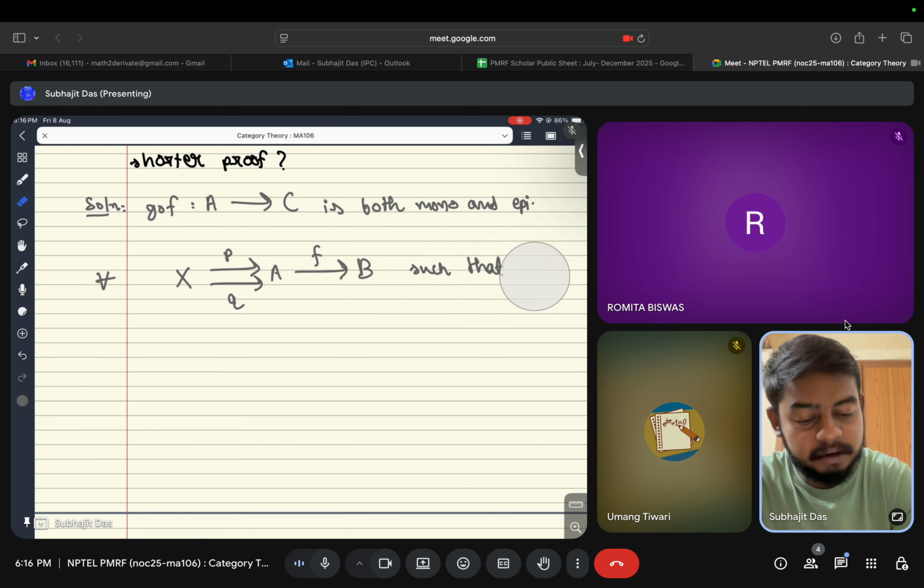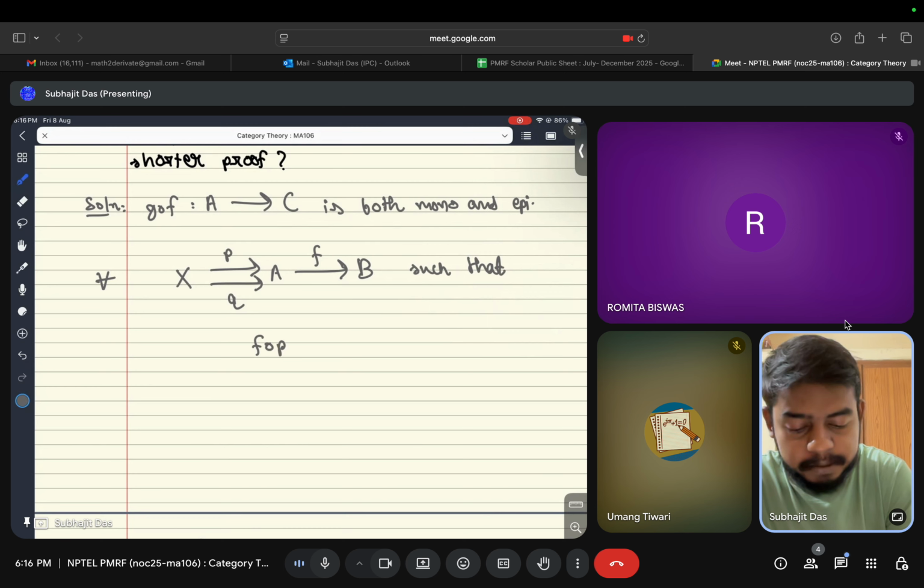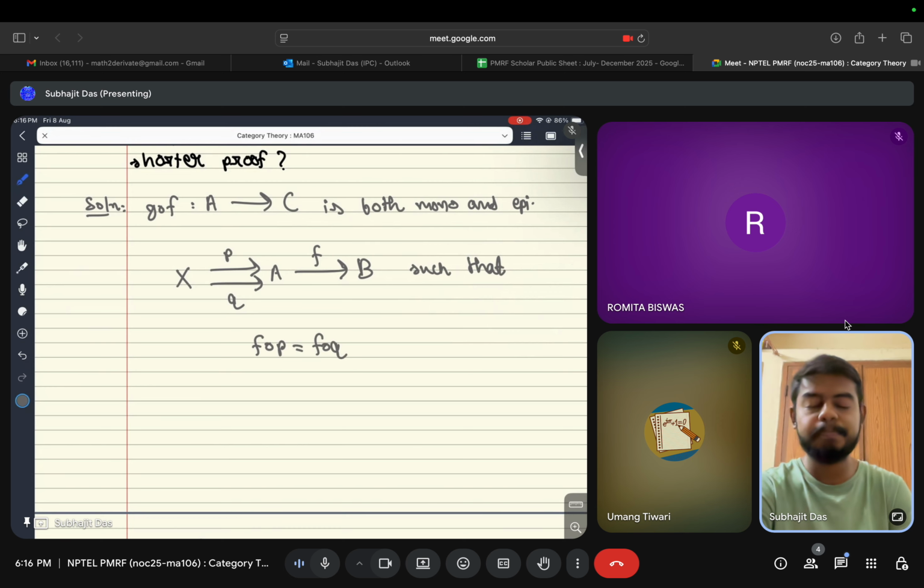Okay, let me write it down. Write it below. Yeah, F compose P is equal to F compose Q. We need to show that P is equal to Q. So P and Q are arbitrary morphisms. What can I do now?